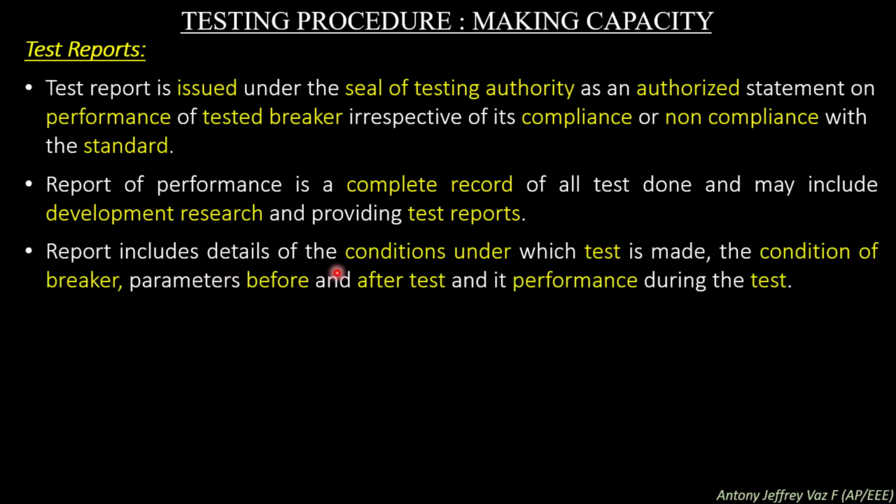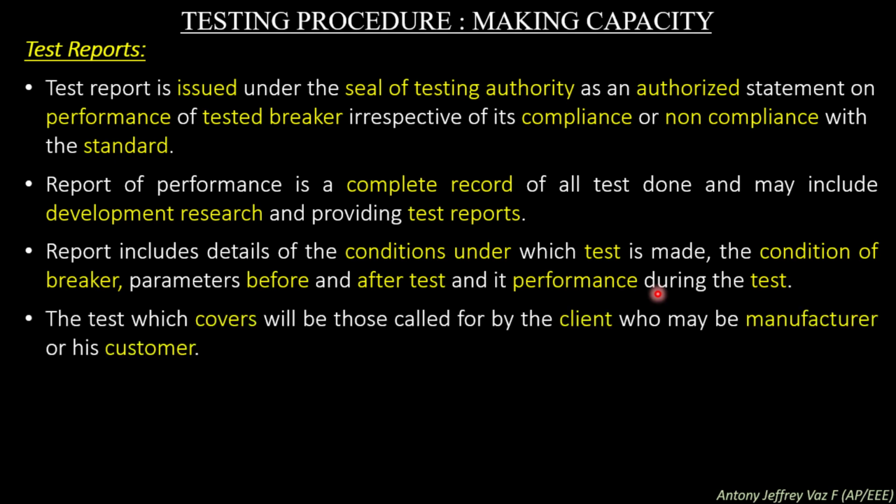The report includes details of the conditions under which the test is made, the condition of the breaker, parameters before and after the test, and its performance during the test. So the complete test report consists of the complete history of the circuit breaker from before the test, how it is tested and what happens in the circuit breaker during the testing process, and after the testing process how the circuit breaker is now. So the complete history of the circuit breaker will be present in the test report.